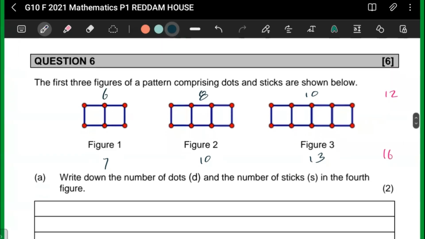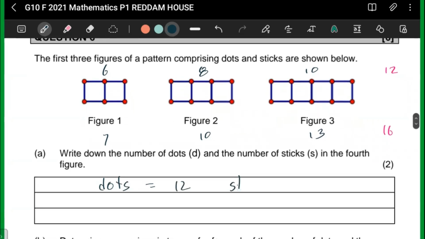So let's say here dots equals 12, sticks equals 16. There we go. We're going to have 16 sticks. So for 2 marks, that's easy.